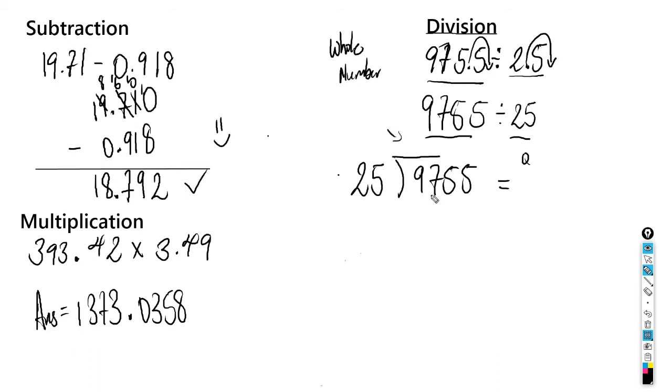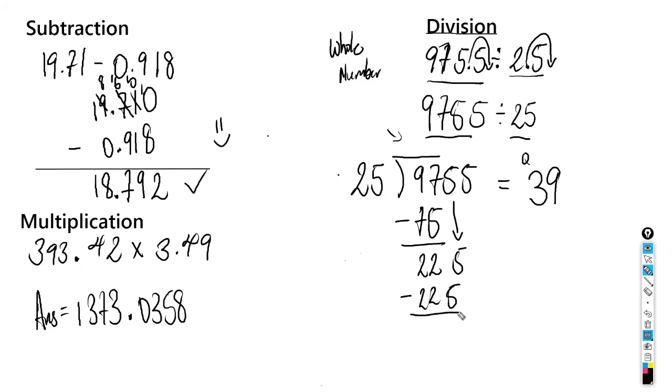All right, so 25 goes into 97 3 times, so I'm going to put a 3 here, and 3 times 25 is 75, right? So I'll subtract that from 97, and I'm going to get 22 here. Then I'm going to carry down this 5, and 25 goes into 225 9 times, right? So 225 minus 225 would give us 0. Now, there's a 0 here, so 25 goes into 0 0 times, right? So I'm going to put a 0 here, and we're going to carry down this 5, right?